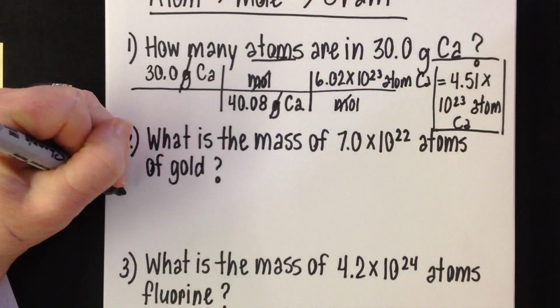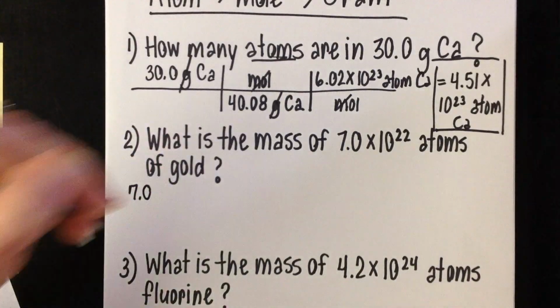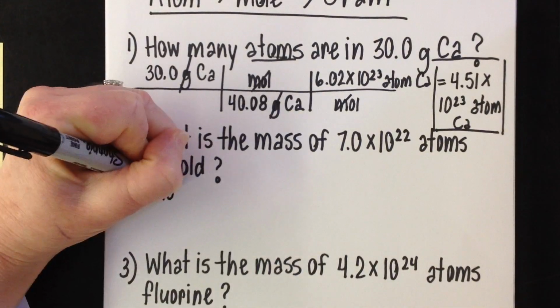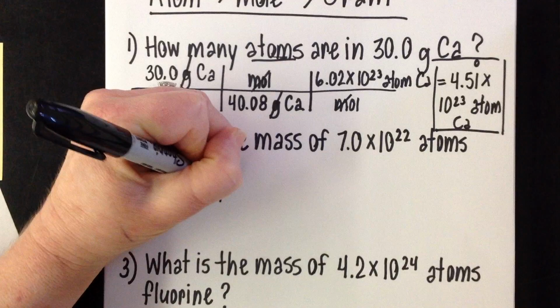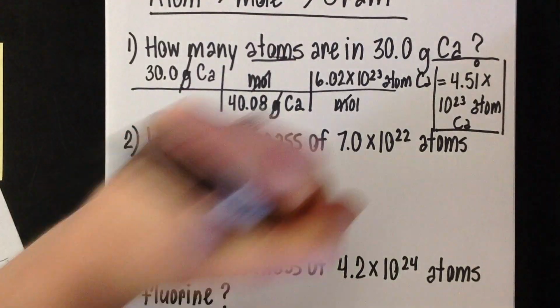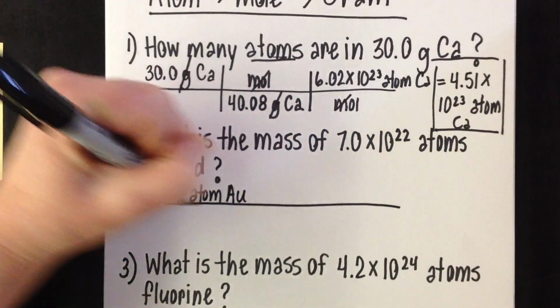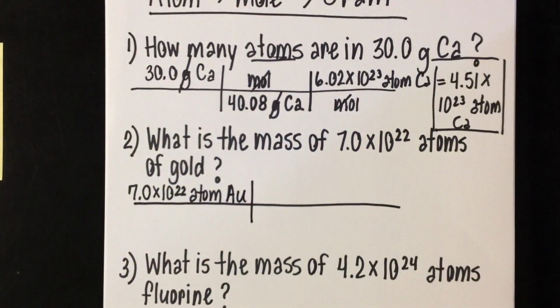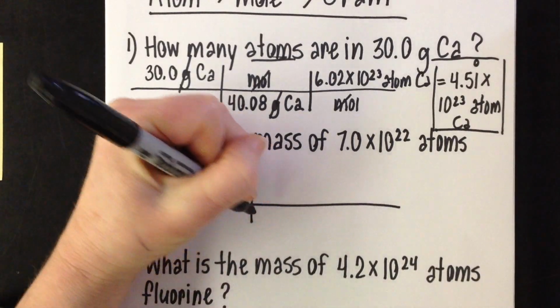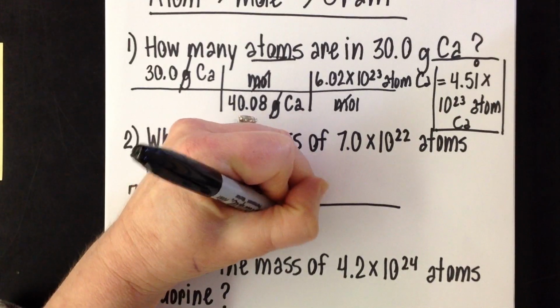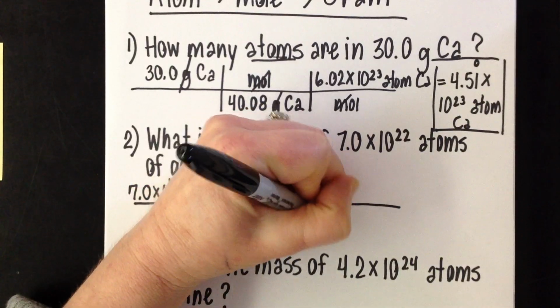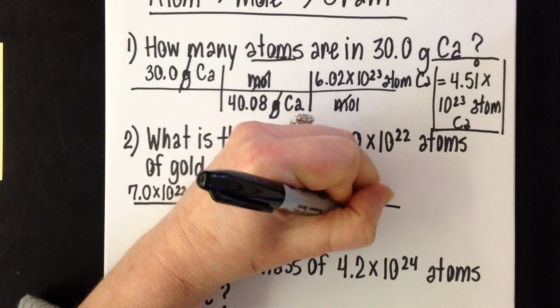So we're going to write down our given, 7.0 times 10 to the 22 atoms. You can drop that S. We know there's more than one of gold. Gold symbol is AU. Draw your long line and your short line. And now you ask yourself, when I have atoms, where can I go? And you've only got one answer here. You can only go to moles. How many atoms are in a mole? 6.02 times 10 to the 23rd. So there's 6.02 times 10 to the 23rd atoms of gold per mole.